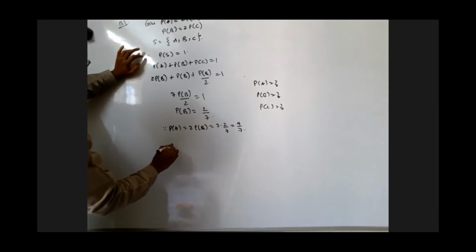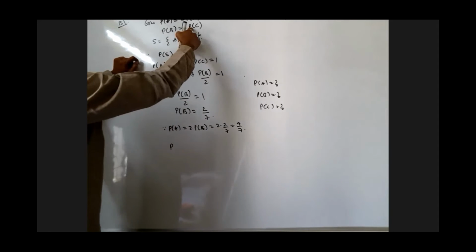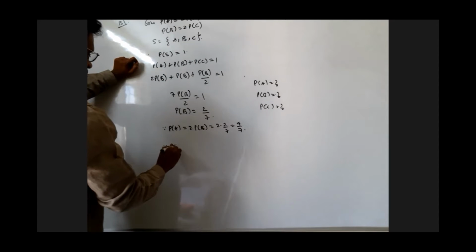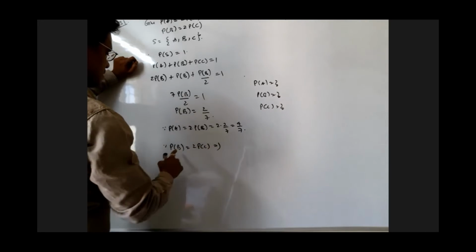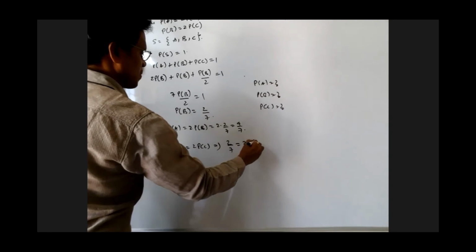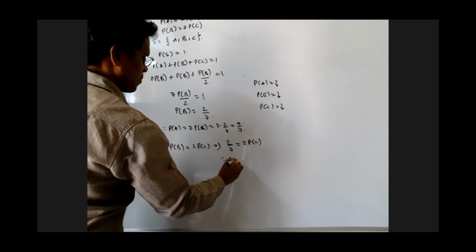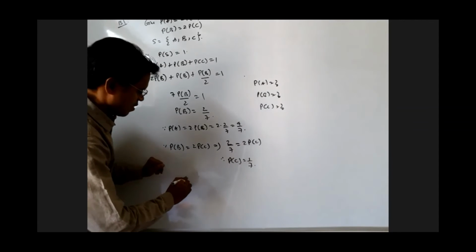Yes, my dear, next probability of C. Where is probability of C? Yes. Since probability of B is equal to 2 times probability of C, that implies probability of B, my dear, 2 by 7 is equal to 2 times probability of C. Therefore, probability of C is equal to what? 1 by 7. That's all, my dear. Therefore, you got all the probabilities.